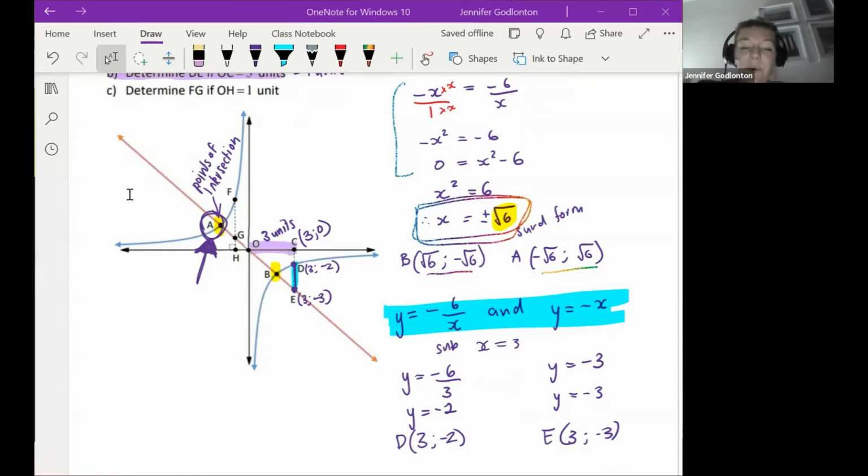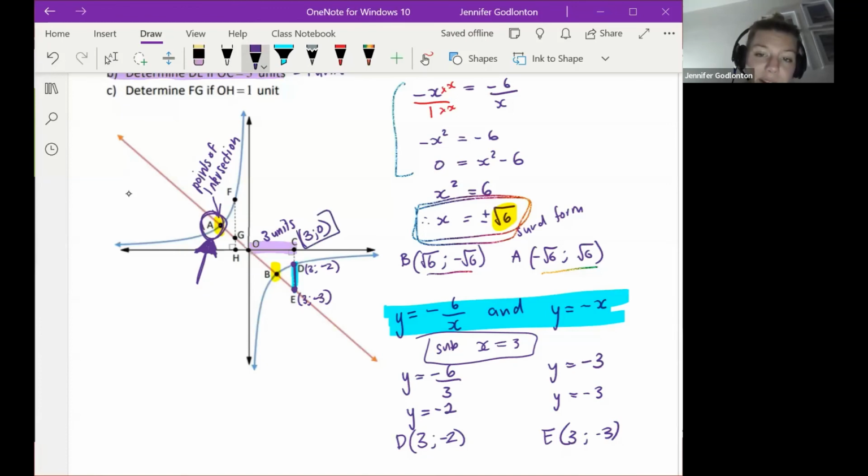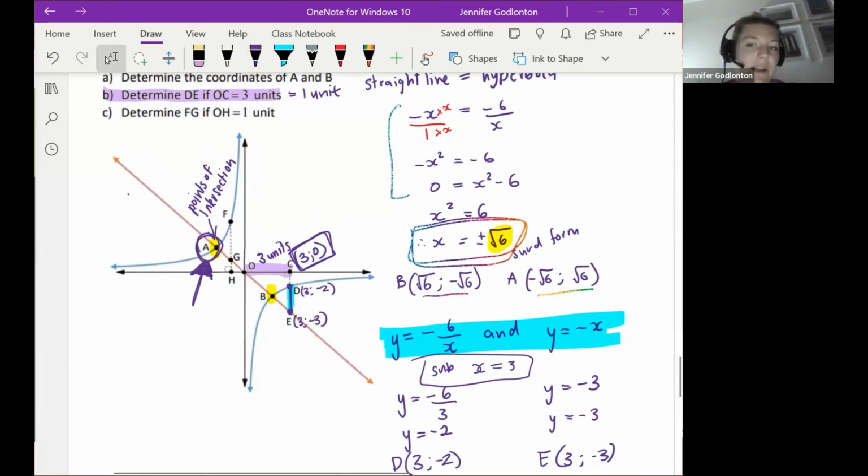Okay, so guys, if you weren't understanding what I was saying over there, all we're doing is substituting in that x is equal to 3. We knew that because of what we were told about OC being 3 units. We substituted into our 2 points, we got our 2 different y values, and then the difference between -2 and -3 would be 1. So the distance between D and E would be 1 unit.